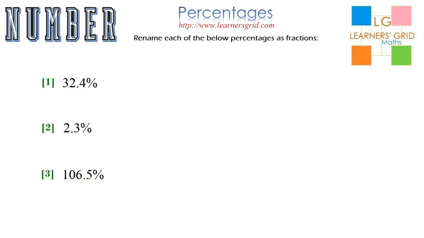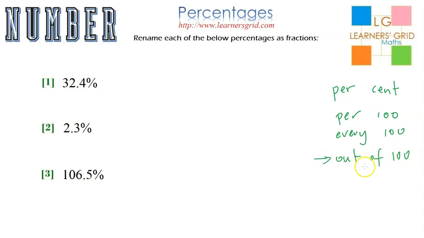So this tutorial is all about renaming percentages as fractions. And as you can see below, all of these percentages are fractional percentages. One of the important pieces of information that we need to know is that the word percent itself really means per 100, or every 100, or out of 100.